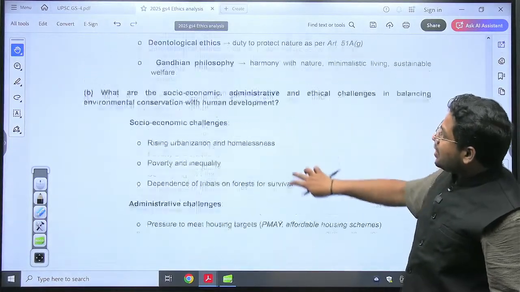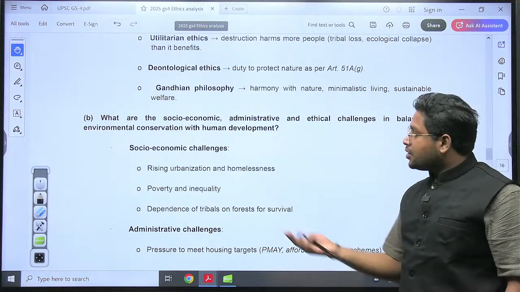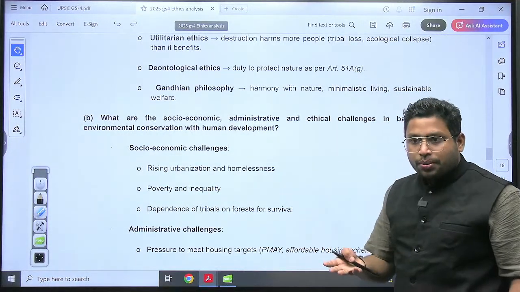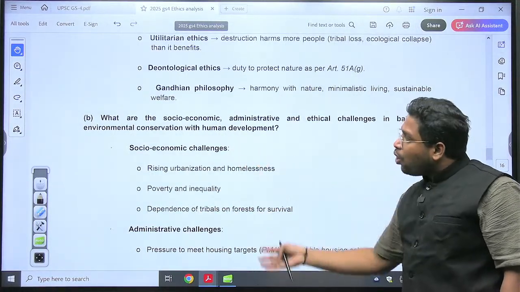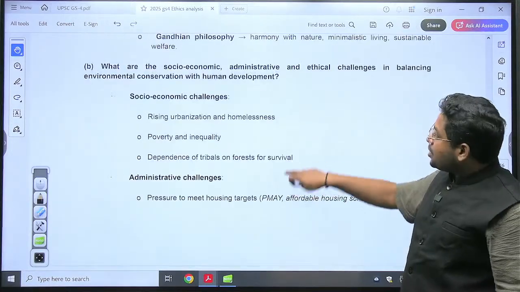And divide this answer, as I said, socio-economic, administrative, ethical. Bring all these. What kind of challenges? Urbanization, people don't have homes, so you need to build homes. Simply, there is poverty, there is so much inequality. Show all these problems, that these problems are there. So that's how you show.